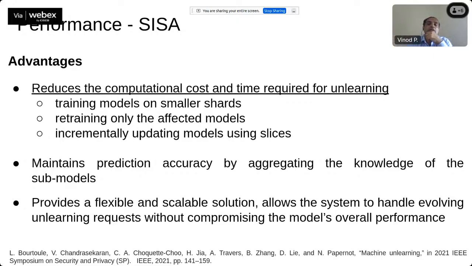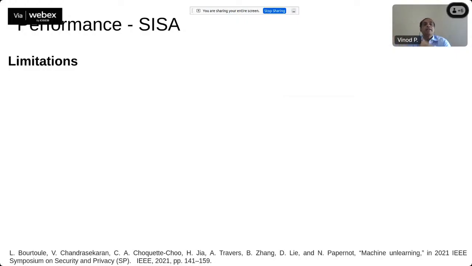So it can be used without compromising the overall performance of the model. But there are certain limitations. The limitation is involved in the isolation component of the SISA. As I said, the data points in the shards are non-overlapping, which means the models don't carry any knowledge from the other models. They are trained independently. So this isolation itself is a problem.